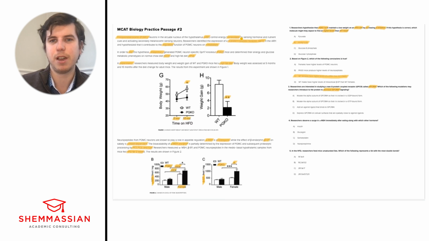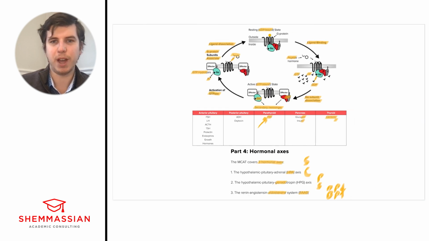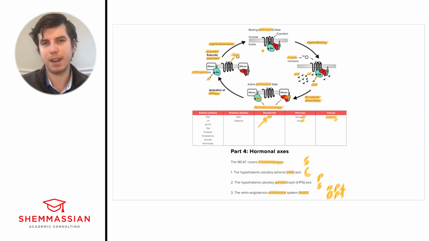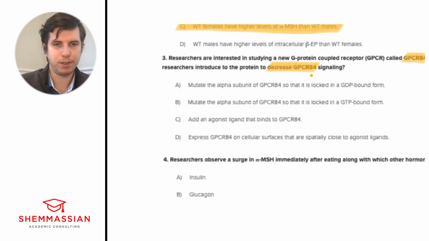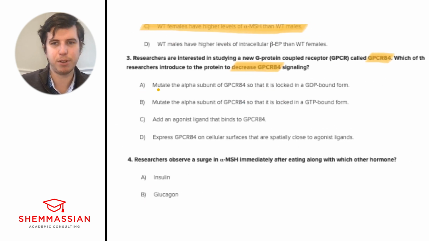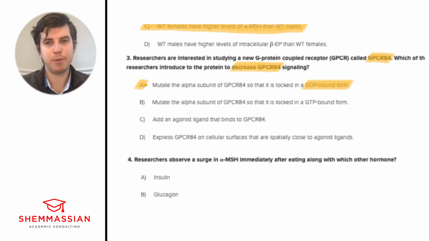Okay, so how do we decrease GPCR84, right? And if we go back to our content guide here, remember resting or GDP bound is when we don't have anything going on, and then active is when we have GTP bound, right? So we want to figure out how to increase the GDP bound or decrease the GTP bound in order to answer this question, because we want to decrease the signaling. So let's see, we got A, mutate the alpha subunit so it is locked in GDP bound form. That's what we want. So A is definitely correct. We don't need to evaluate the other ones. On test day, you shouldn't. You know this is correct. Move on.